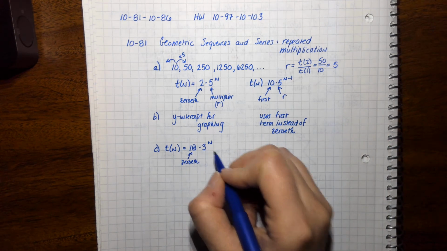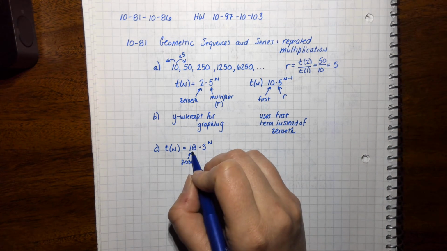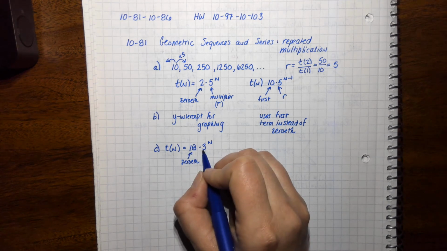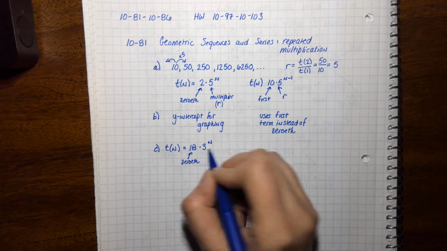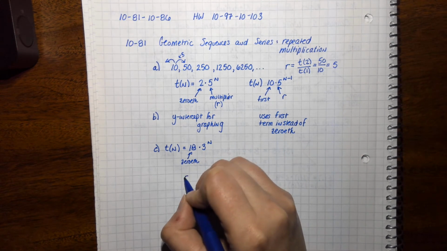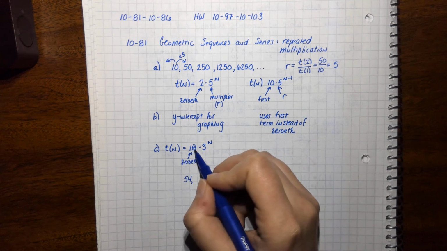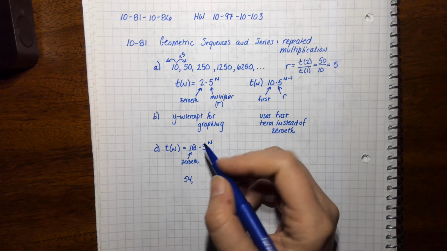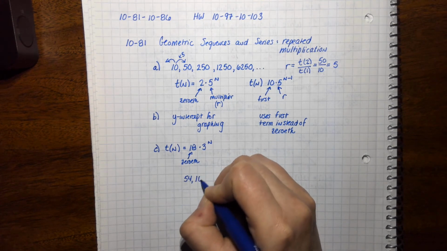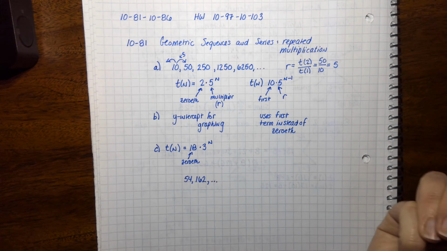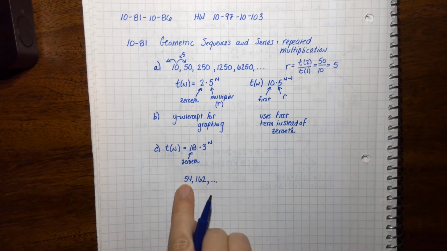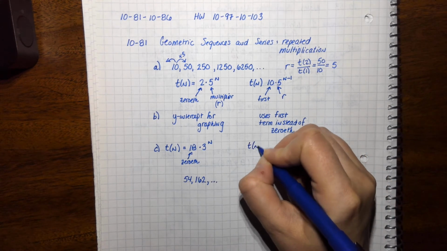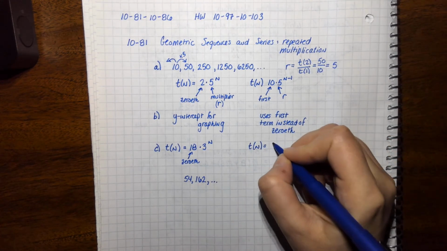To get my sequence, I'm going to take 18 times 3 to the 1. 3 to the 1 is 3, and 18 times 3 is 54. Then 18 times 3 to the 2, so 3 to the 2 is 9, and 9 times 18 is 162. I don't even need any more than that. Now that I've gotten the first term, I can write Caroline's equation. T of n equals first term times 3.